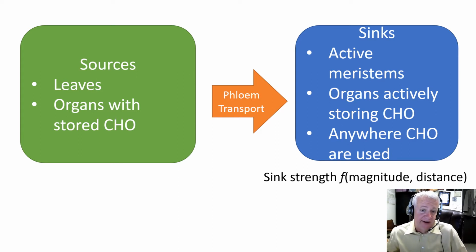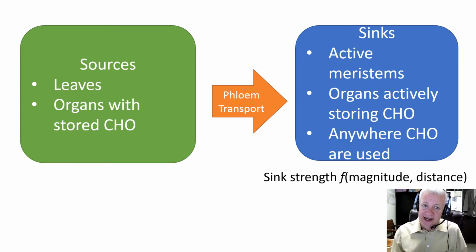Probably the most common or obvious source for carbohydrates is leaves. Leaves do photosynthesis and fix carbohydrates and then export those carbohydrates elsewhere where they're used. But also, sources can be places where carbohydrates are stored. So for instance, in a deciduous tree that's leafing out in the spring, the carbohydrates for that initial part of leaf expansion come from places where carbohydrates are stored. So in that case, the sources are branches, stem tissue, or even roots where carbohydrates are stored. So those are examples of sources.